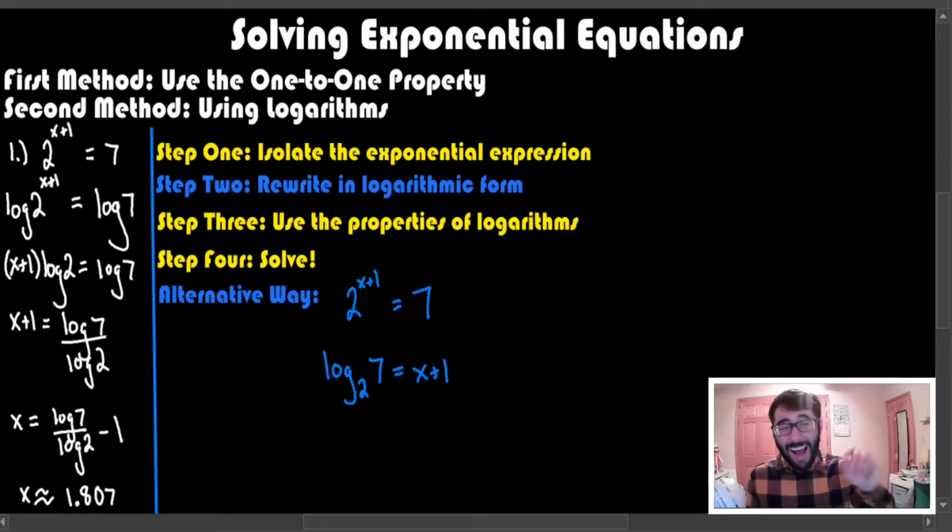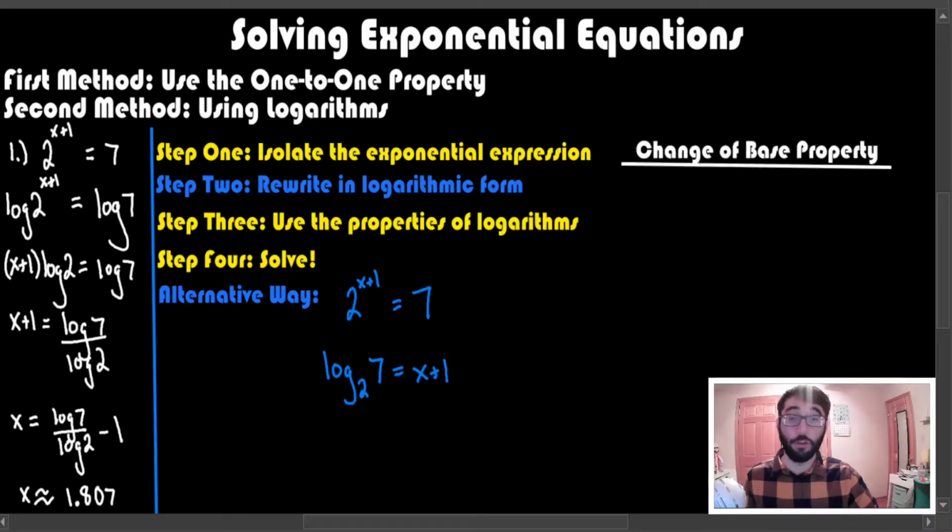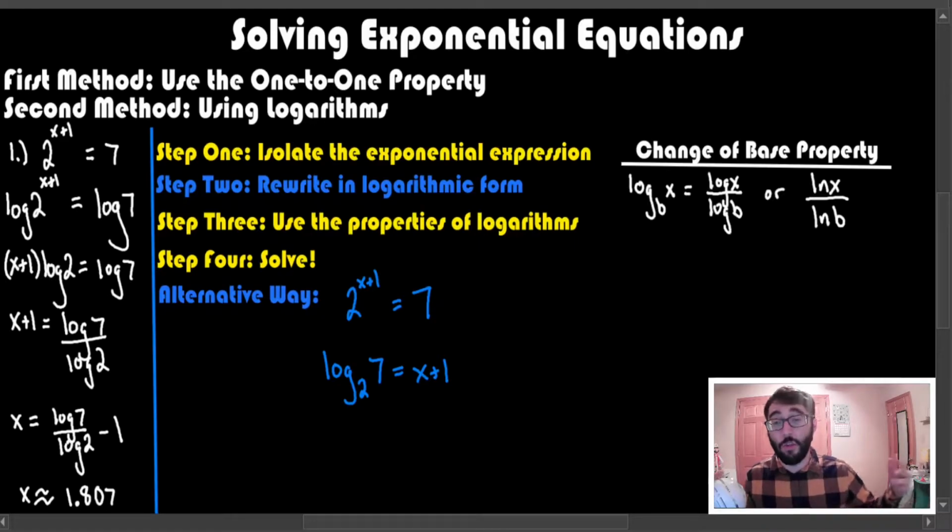And we actually kind of already found it in the previous method, because the property that we now use is a new one that we haven't really talked about yet before, which is called the change of base property, which basically allows us to change the base of a logarithm to whatever we want. And this is the general definition.